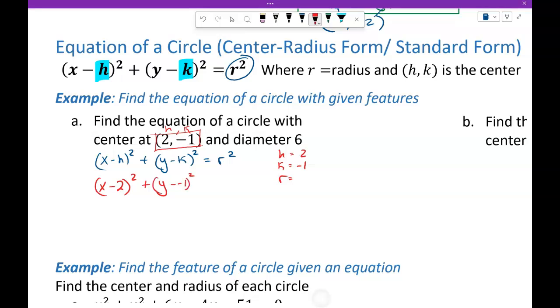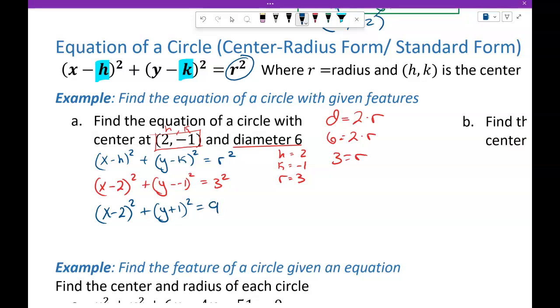Now radius isn't given, but the diameter is. And recall that the diameter of a circle is equal to 2 times the radius. So if we're given the diameter of 6, then the radius has to be 3 units long. So we can now substitute that into our equation. We clean up any double negatives and simplify the radius expression, and we get the standard form of our equation with a center at 2, -1, and a radius of 3.